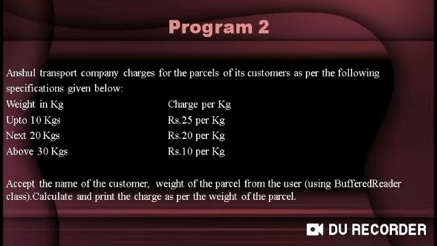Okay, let's see this program 2. Anshul Transport Company charges for the parcels of its customers as per the following specifications given below. Weight in kg, charge per kg. Up to 10 kgs, rupees 25 per kg. Next 20 kgs, rupees 20 per kg. Above 30 kgs, rupees 10 per kg. Accept the name of the customer and weight of the parcel from the user using buffered reader class. Calculate and print the charge as per the weight of the parcel.